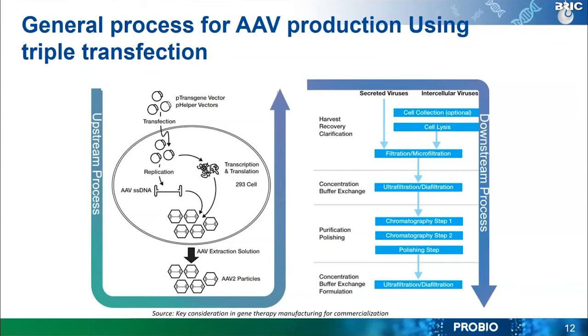Since AAV is partly released from the cells, AAV is generally harvested by cell lysis to improve yield. Cell lysis can generate significant quantities of host cell contaminants, including DNA and protein, that increase purification burden.